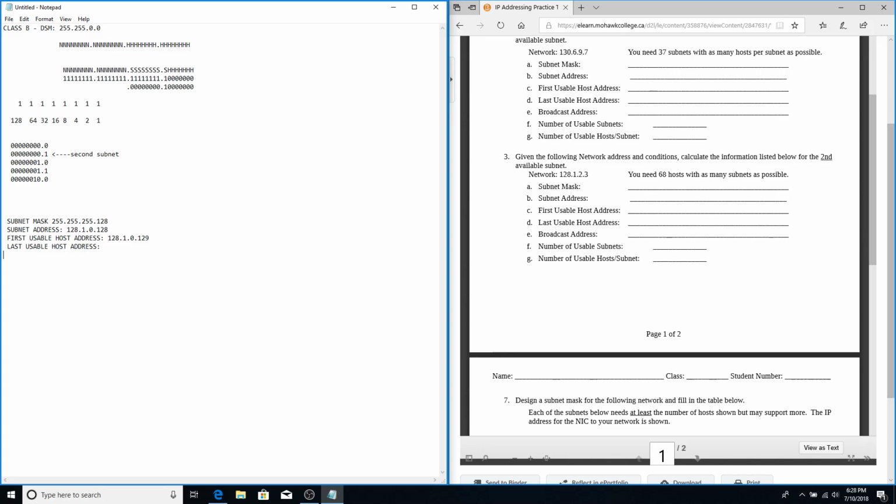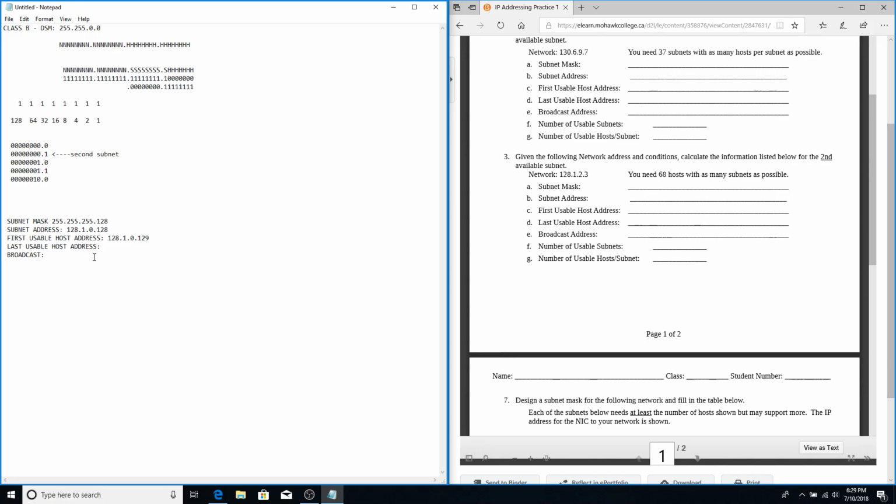Then the last usable host address. Well, we can't figure that out until we know the broadcast address. And all this should be very familiar to you. Now all you have to do is take this number that you had, but change the host bits to 1s. So you take all of the host bits, these guys, there's 7 of them, right? And we're going to change all of these guys to 1s. 1, 2, 3, 4, 5, 6, 7.